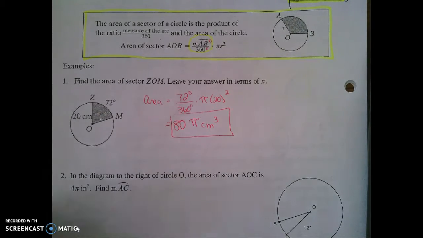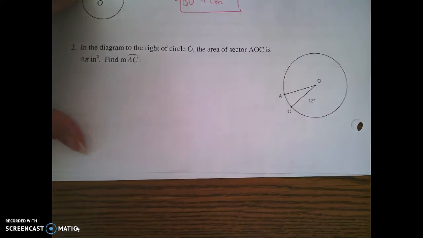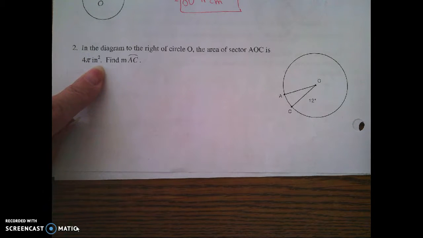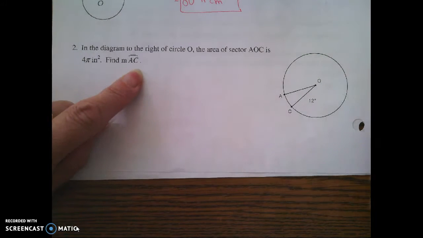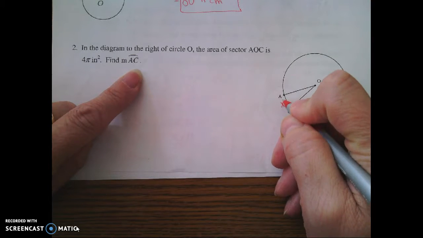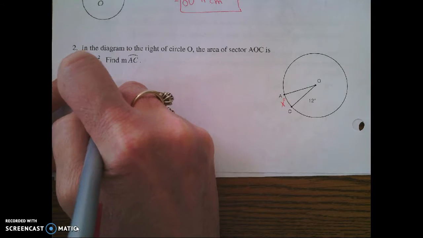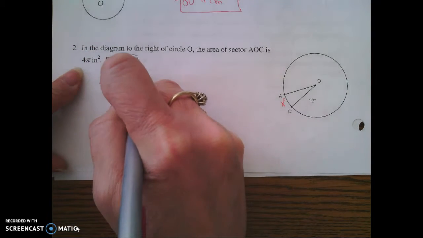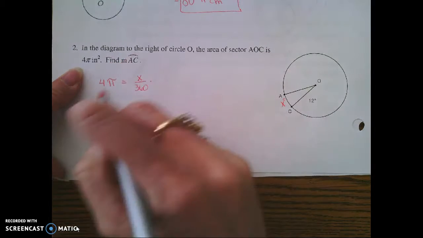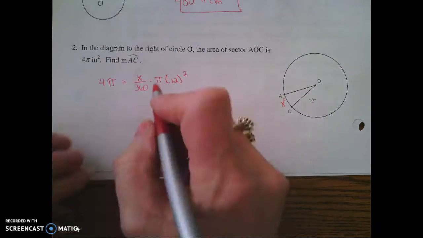All right, let's try another one. In the diagram to the right of circle O, the area of sector AOC is 4 pi inches squared, find the measure of the arc. I'm going to label that x. That answer is going to be in degrees. So this is area. So they gave us the area, and that is going to equal our measurement in degrees out of 360 times pi, and then the radius squared.